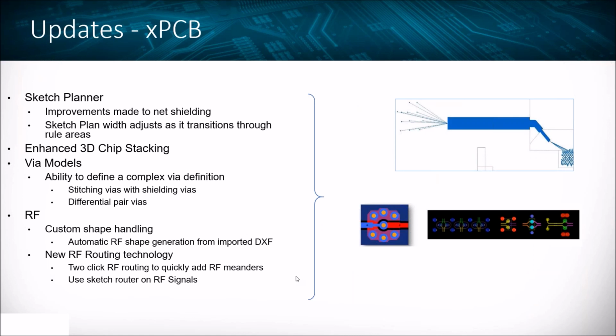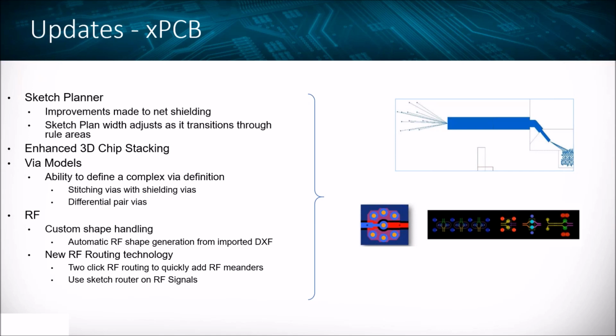Okay, so just some updates to Xpedition layout itself, not pertaining to PADS Professional. Sketch Planner, I'm sure everyone is familiar with Sketch Router. So the Sketch Planner allows us to grab a selective group of nets, and instead of just automatically routing those with the Sketch Router, we can actually draw a sketch path.